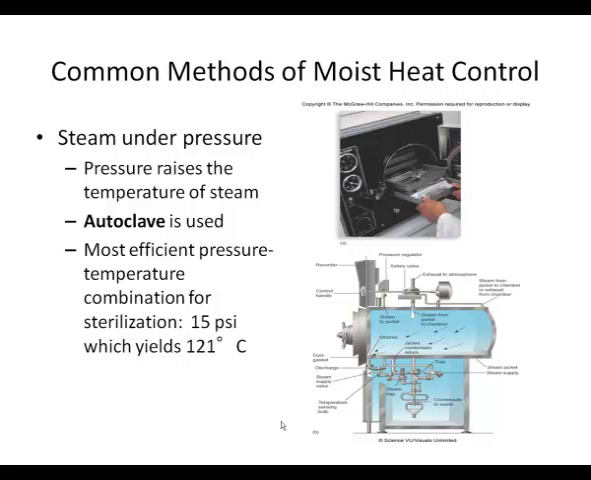I will show you the autoclave that we have if you want to see it, and show you how it works. Basically, it is the most efficient pressure temperature combination in an autoclave: 121 degrees centigrade at 15 pounds of pressure per square inch. At this combination, you can reach sterilization in 15 to 30 minutes.